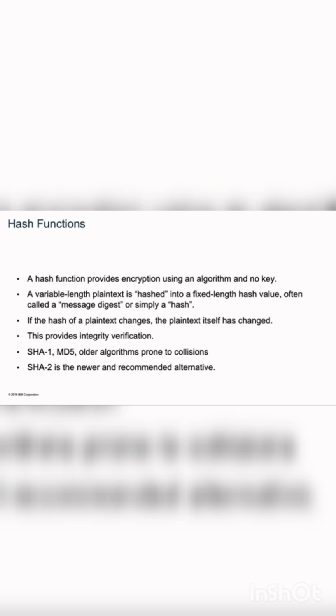SHA-1 and MD5 are older algorithms. They are prone to collisions, and SHA-2 is the newer and recommended alternative. Hash functions being prone to collisions is one of the issues. A collision means two different plain texts having the same hash at the end. Since we have a limited number of characters that the hash actually outputs, there's a possibility that two plain texts can have the same exact hash value or message digest. Those are called collisions.